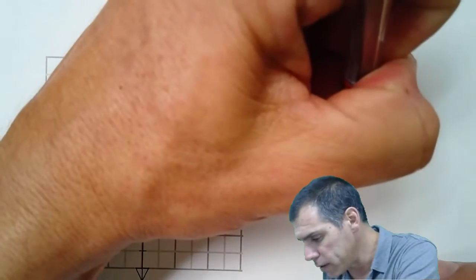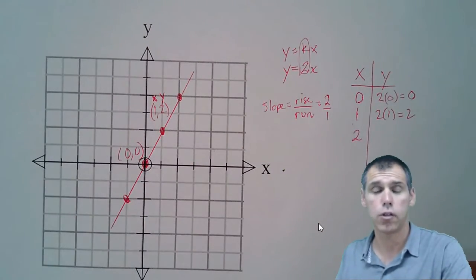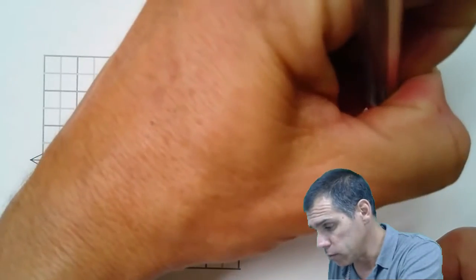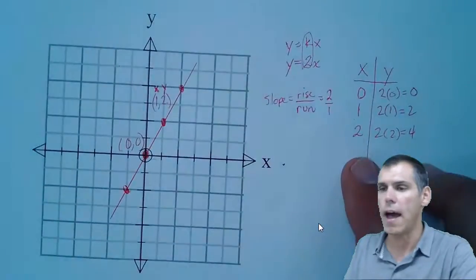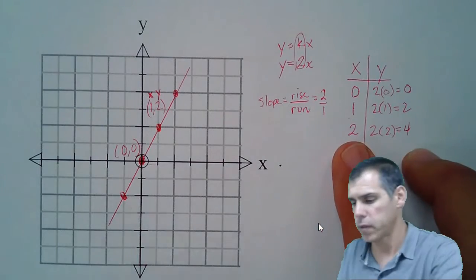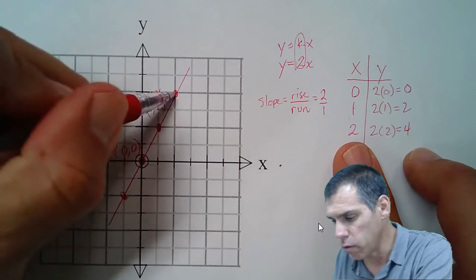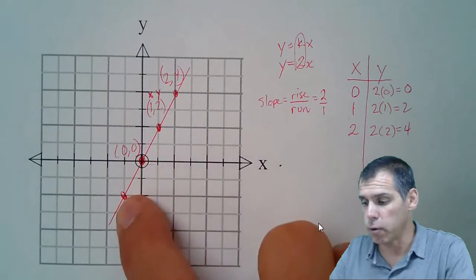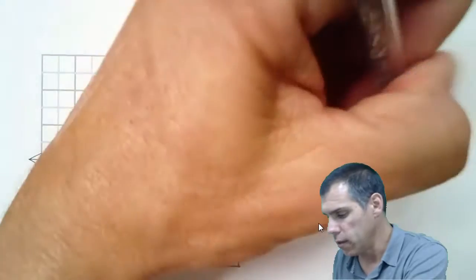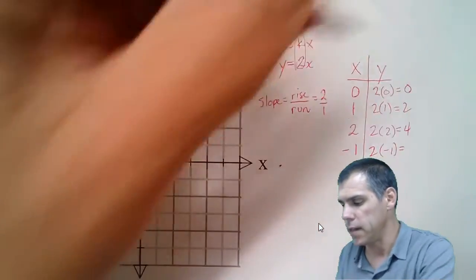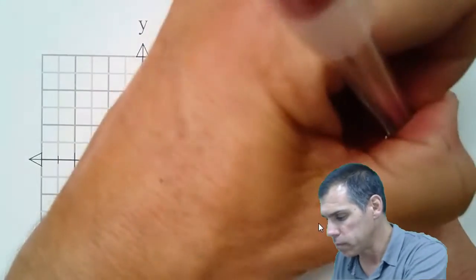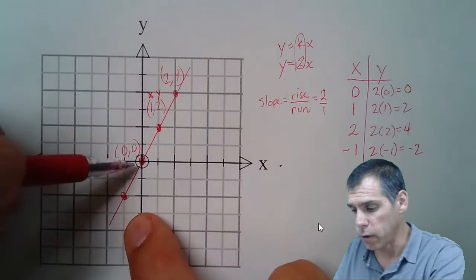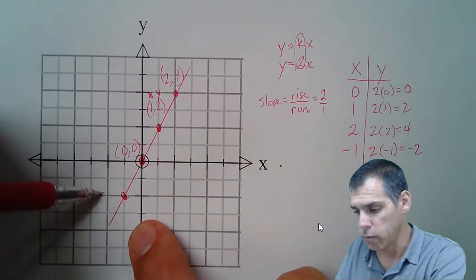If I have 2 for x, then I plug in 2 times whatever x is. 2 times 2 is 4. And so I would have the point 2, 4. And that's this point right here. 2 on the x, 4 on the y. It also works for negative numbers, like this point right here. If I have negative 1 for x, then 2 times negative 1 is negative 2. And so I would have the point negative 1, negative 2. And that's this point right here. Negative 1 on the x and negative 2 on the y.